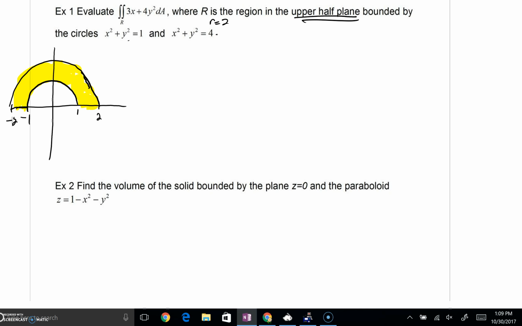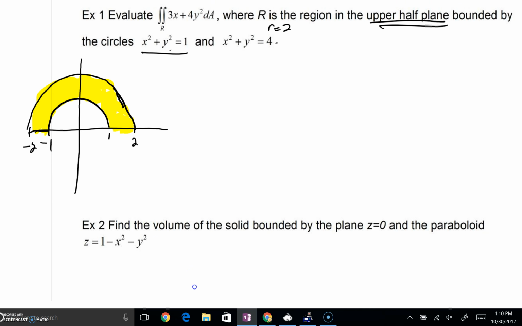So as we look at this, we're going to be integrating this region over the upper half plane between two circles. We were just talking about this. The first circle is centered at 0, 0 with a radius of 1. The second one is centered at the same 0, 0 with a radius of 2. My goodness, you would not want to do this problem as a type 1 or type 2 region. That would just really complicate matters.